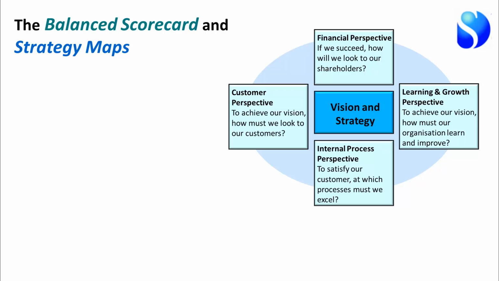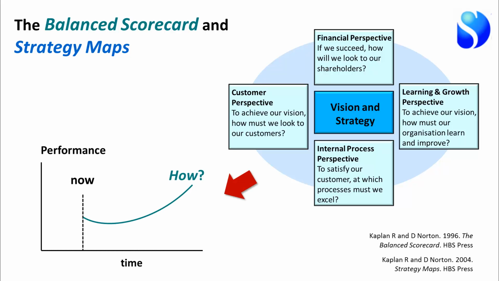That will only be achieved if we have efficient and effective internal processes. What have we got to be good at doing in order to satisfy those customers? And to move forward, because things change, we need an organization that's capable of learning and growth. Our organization has to learn to improve what it does continually over time. So using balanced scorecards and strategy maps based on those principles, we're making a start on answering this question of how to improve performance over time.